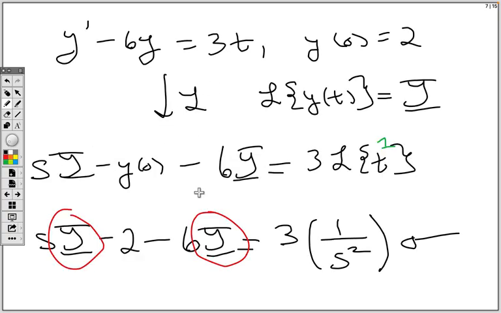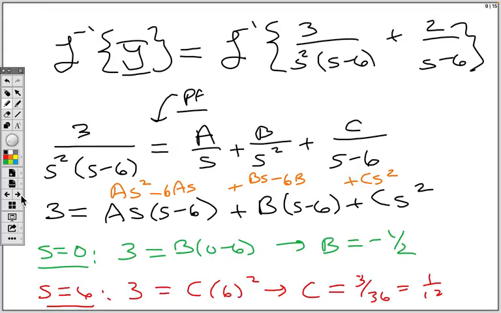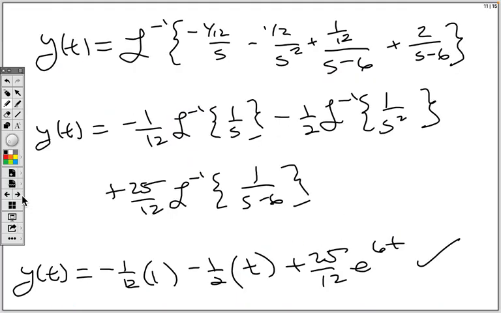Step 1, Laplace. Step 2, solve the algebra equation. Step 3, inverse Laplace. Right? That's how we're going to be solving these. And like all good things in calculus, you're going to spend most of your time doing algebra stuff. Okay.